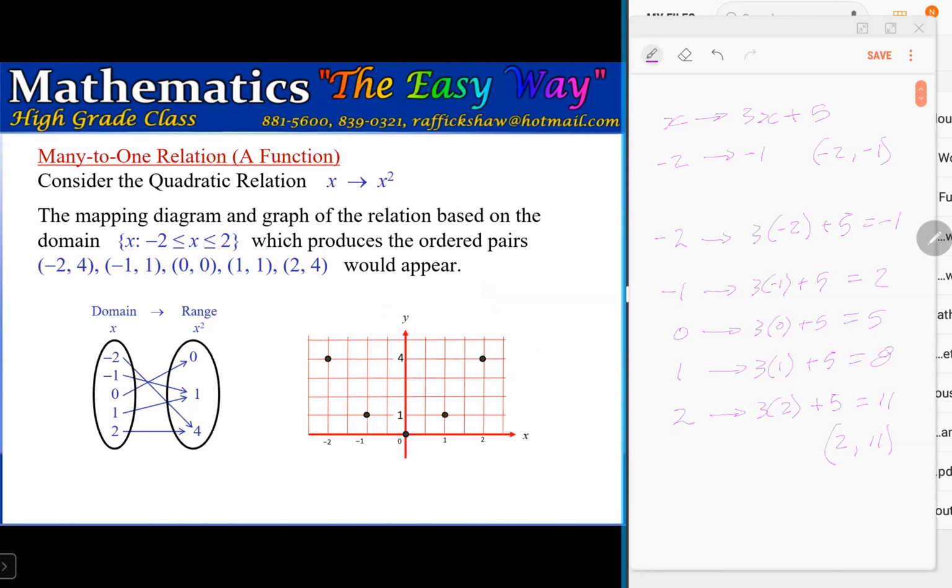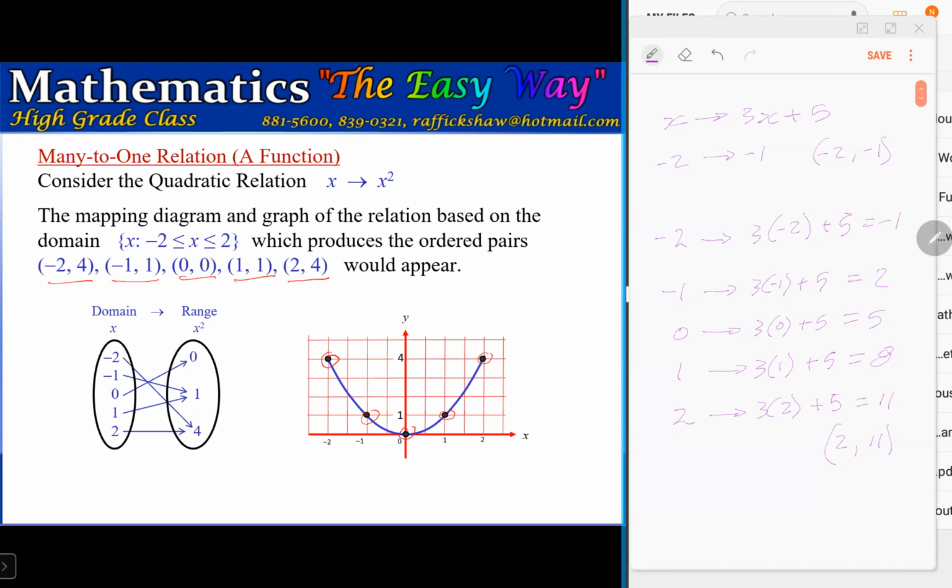Those are the points there. So this one, negative 2, 4 is this one. Negative 1, 1 is this one. This point is 0, 0. And this point is 1, 1 right here. And then this point is 2, 4. 2, 4 is right there. So those are your points. And to show the relationship, we put a graph through it like that.